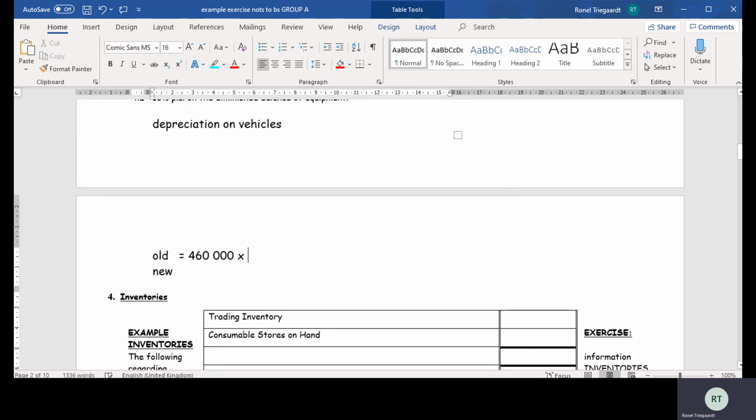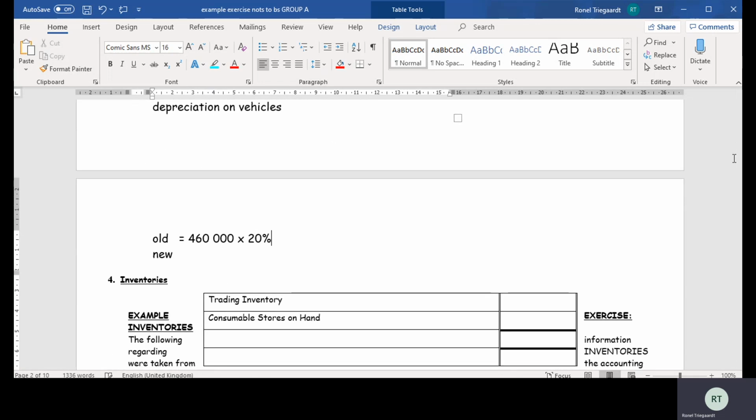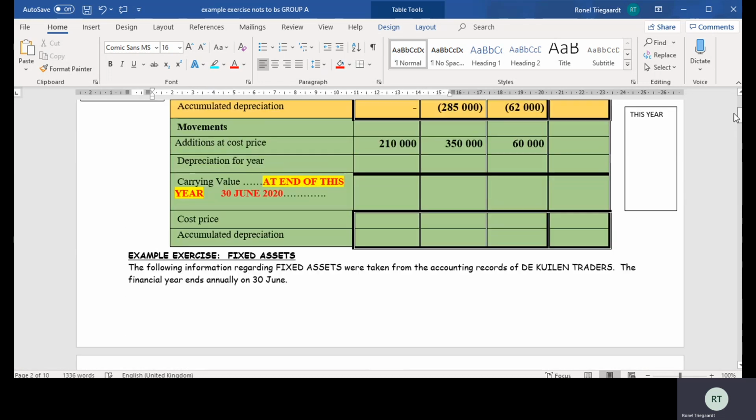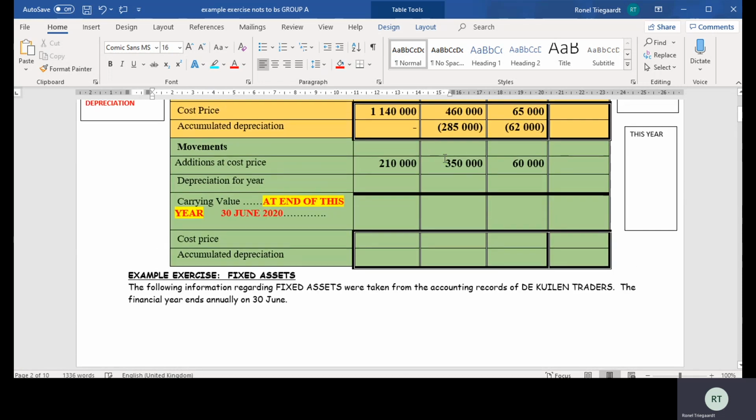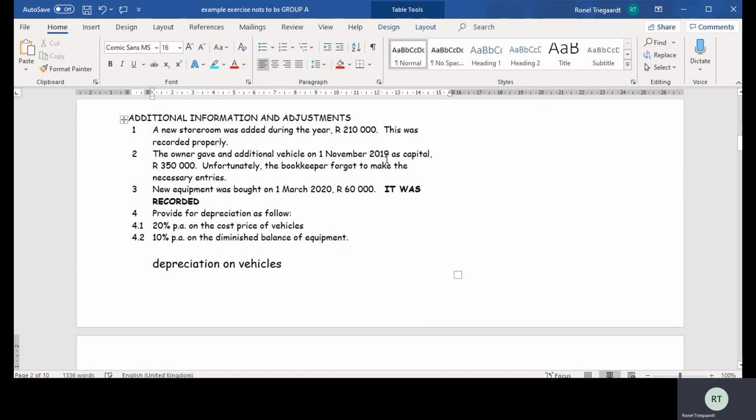What is the depreciation rate that is given? It's 20% per year on the cost price. Times 20%, and that is going to give me my depreciation on the old vehicles, 92,000. Are you fine with that? On the new vehicles, now we must look for the new vehicle. Where will we find the new vehicle? The new vehicle is 350,000. The addition is the new vehicle. When did we get that new vehicle? On the 1st of November. So we can only calculate depreciation from the 1st of November.